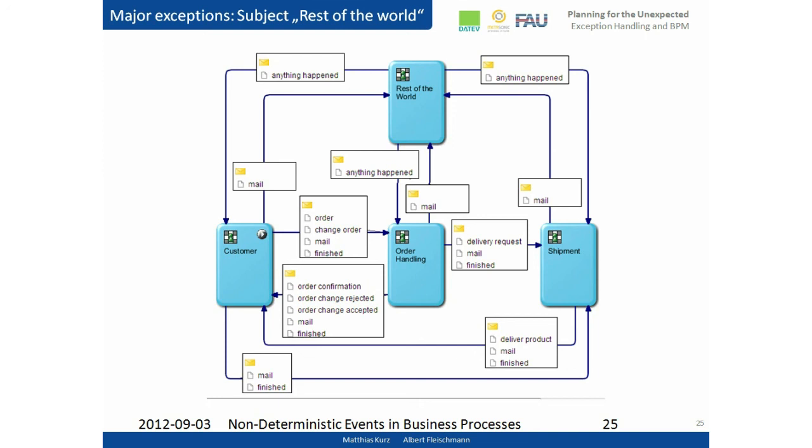Here we consider that in that subject we can start filtering, but let's assume here everything which is produced, every event in the world, is created here. This means we send a message, anything happened, to the customer, and then the customer reacts to that or not. The same with order handling, the same with shipment, and then anything that happened can produce some mail traffic between the subjects and so on. This allows us to build a model of unknown things.